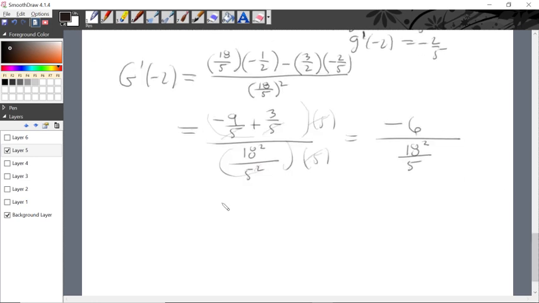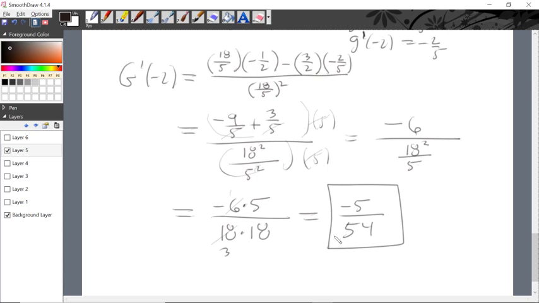Now I can move this 5 up to the numerator, so we have negative 6 times 5 in the numerator, and we have 18 times 18 for the denominator. We can cancel a 6 with an 18 to get a 3, so we're left with negative 5 over 3 times 18, which is 54. So negative 5 over 54, that would be big G prime of negative 2 by use of the quotient rule and the geometry of these piecewise functions.